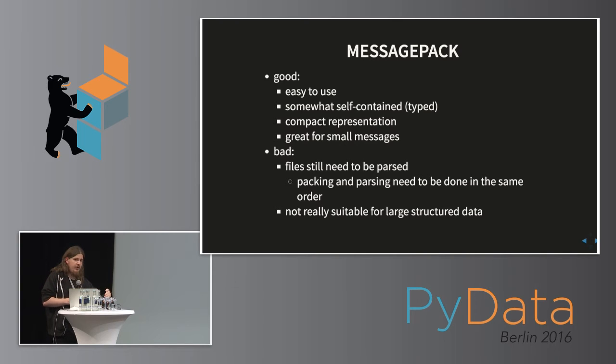So MessagePack is great because it's easy to use, and it's self-contained in the sense that if you look at a particular byte in the stream, you kind of know what type it has. But you don't know what semantically it is. I know it's a string, but you have to know elsewhere that it's a name. You have to have agreed beforehand that there's going to be the name of a stop, or the latitude, or the longitude. The representation is very compact, and overall it's great for small messages.